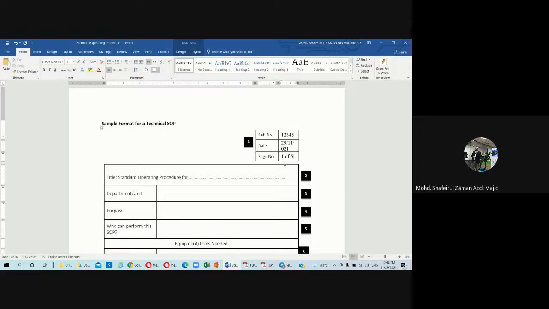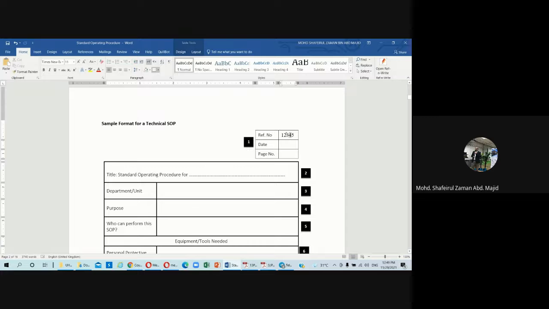It follows the sequence. So the second page is going to be 2 of 5, the third page 3 of 5, the fourth page 4 of 5, and then the final page 5 of 5. Okay. And the reference number and the date should stay the same even when you change to the next pages, except for the page number, which you have to change accordingly. Okay, so I'm going to erase this. This is just for you to know.